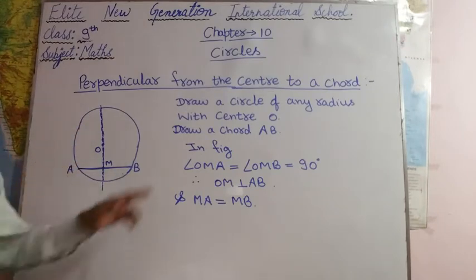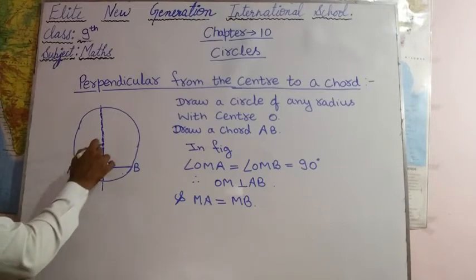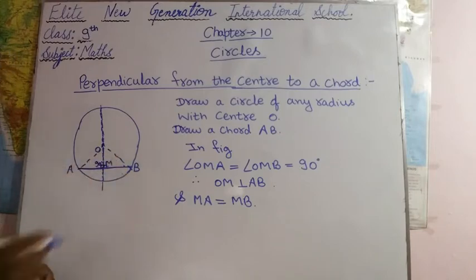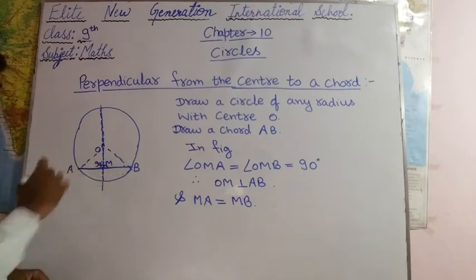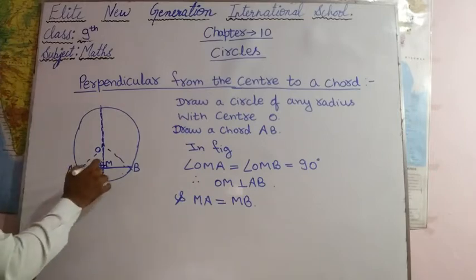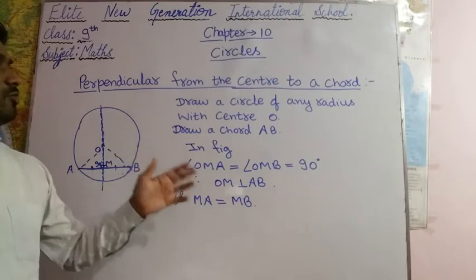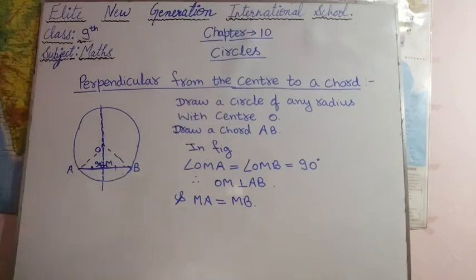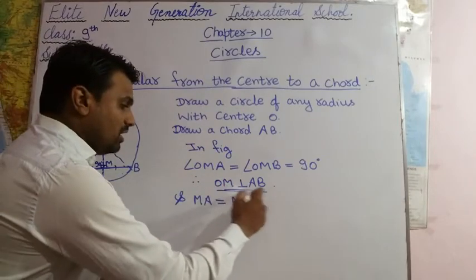So here we can say that in the figure, if this line is perpendicular to this chord AB, then angle OMA will be equal to angle OMB, that will be equal to 90 degrees, as they are perpendicular. So we can say that OM is perpendicular to AB, and here MA is equal to MB. So in this way we can say that a perpendicular from the center to a chord is perpendicular. So AB is perpendicular to OM, or OM is perpendicular to AB.